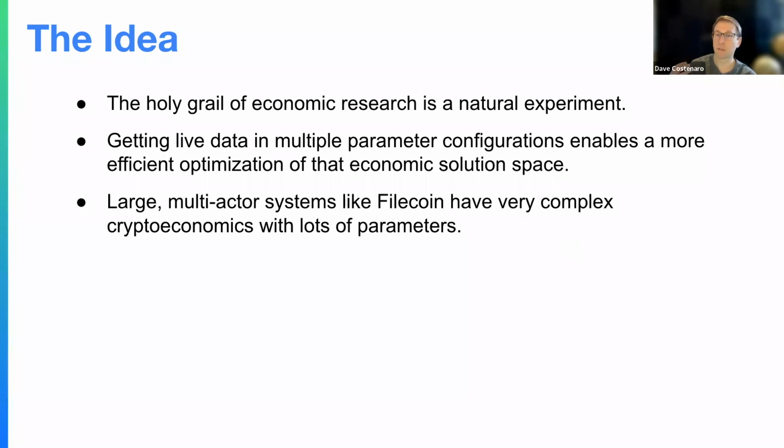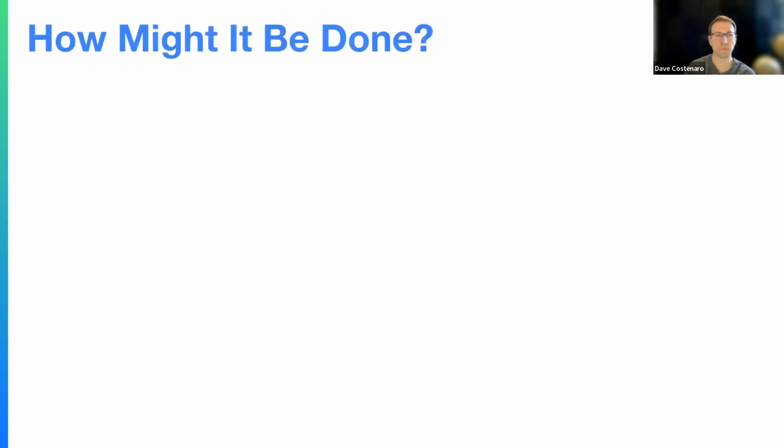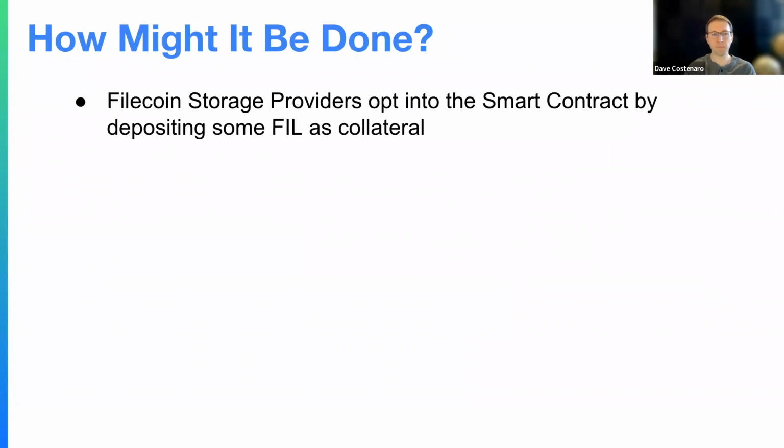Large multi-actor systems like Filecoin have very complex cryptoeconomics with lots of parameters. Could you enhance your coverage and understanding of the solution by trading off and shifting parameters in a net neutral way, using penalties and payments in a smart contract? How might this be done?